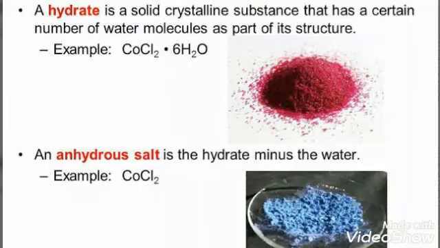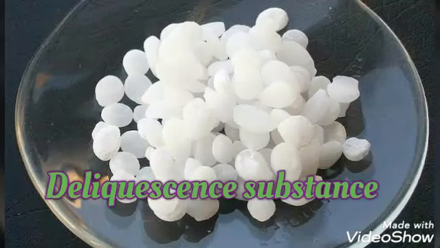Apart from the hydrated salts and efflorescent salts, a few chemical compounds like sodium hydroxide and magnesium chloride start to melt by absorbing moisture from the atmosphere. Such substances are referred to as deliquescent substances.